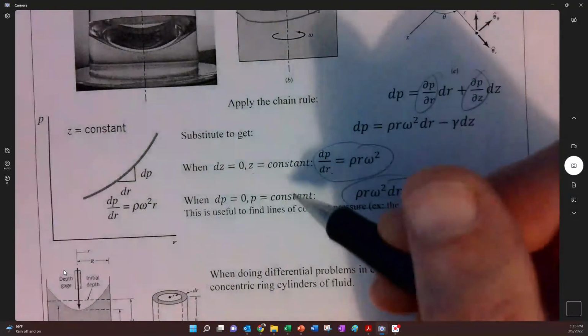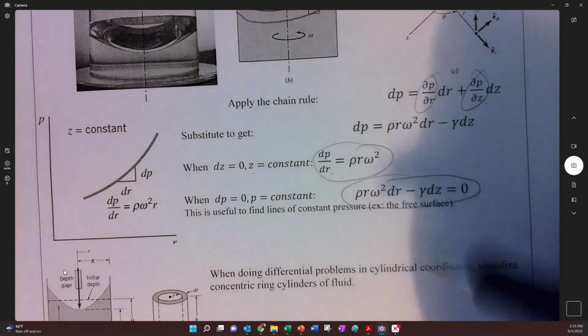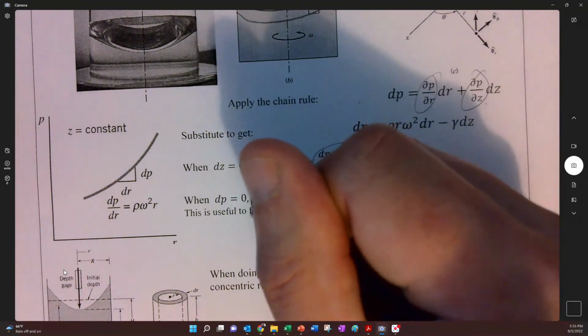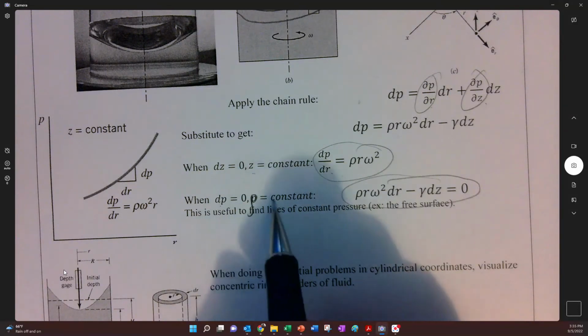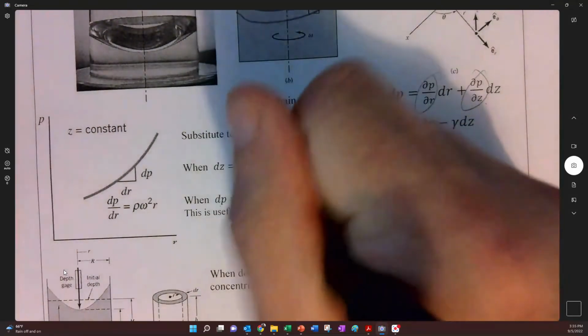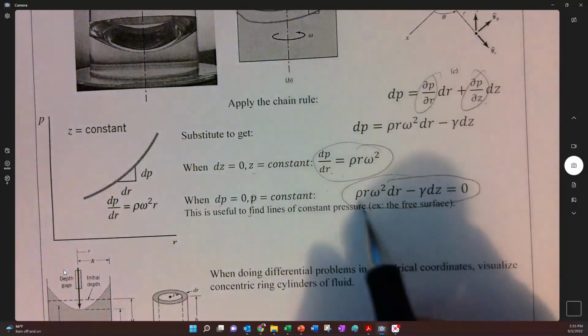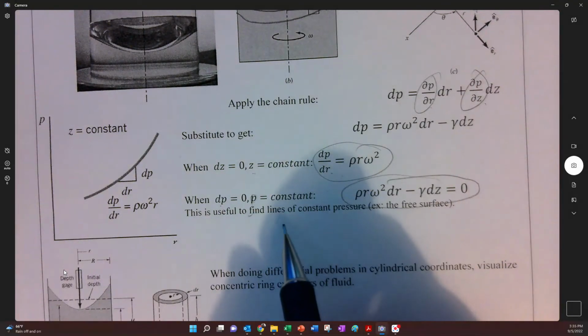That's supposed to be it. I think that's supposed to be a density, right? Well, no. dP is constant, therefore P is constant. So I guess P is constant. And so we're just looking for lines of constant pressure. That's what we're trying to do.